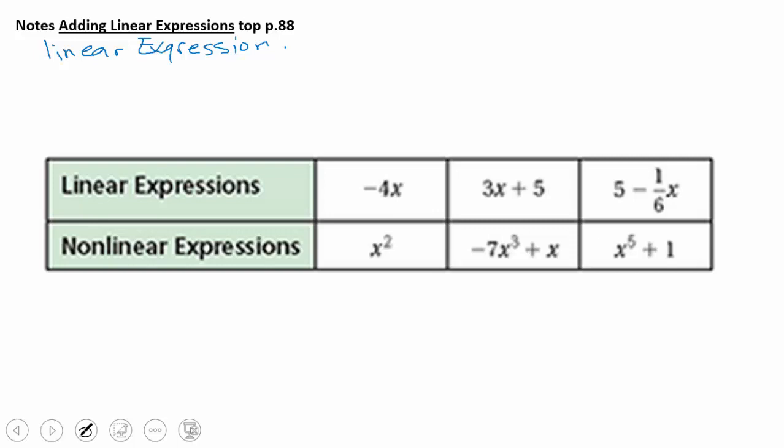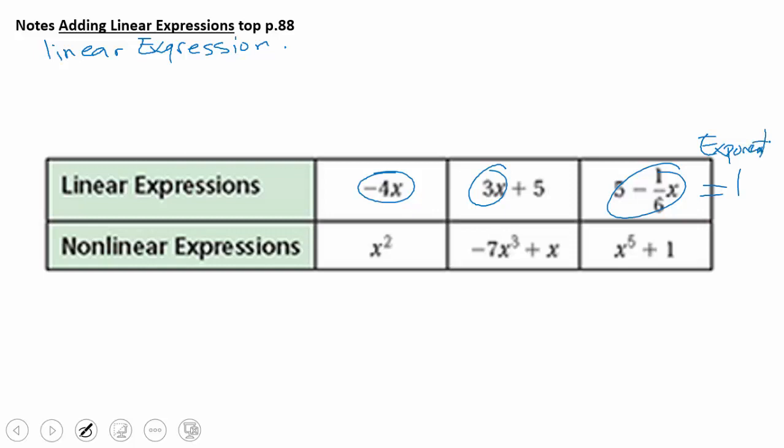So they gave you some examples here in the box. You may have written them down. Never mind on that, I already gave them to you. So notice, in negative 4x, the exponent of the x is 1. And that is an expression because it does have an operation in there. You're multiplying x times negative 4. All right, we have 3x plus 5, 5 minus 1, 6x. They all have exponents equal to 1, right?